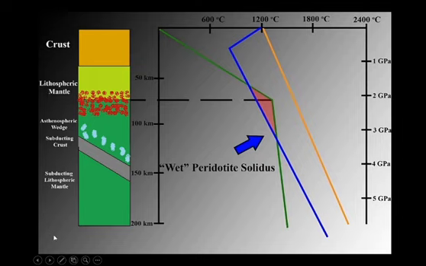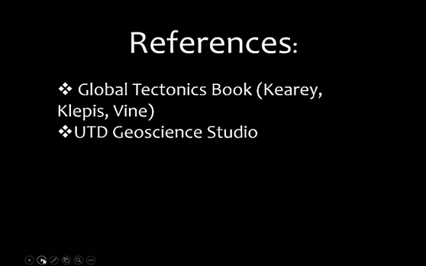These three ways are the main processes by which magma forms.